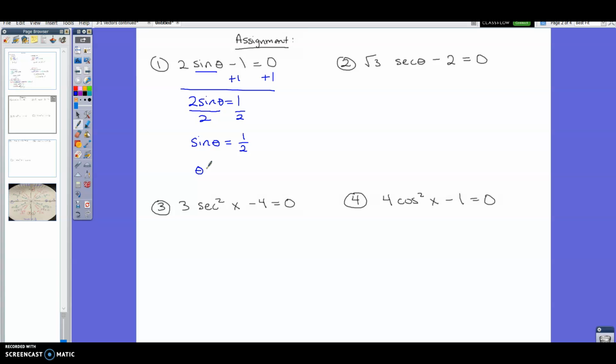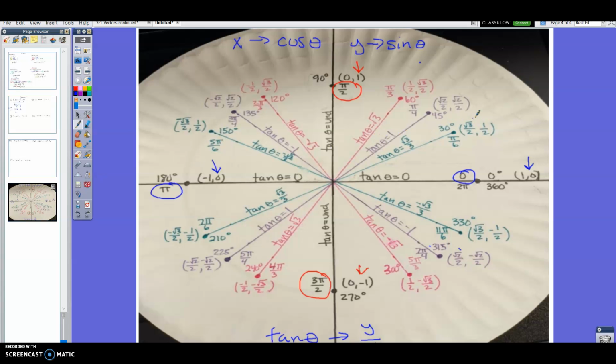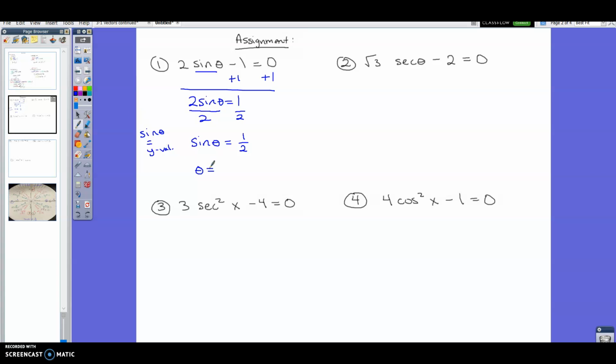Now we want to state all the angles that have sine values equal to 1/2. And we've got to remember that sine is our y value. So we're looking for where we have y values equal to positive 1/2. If we look at our unit circle, here's one at pi over 6, and here's one at 5 pi over 6. So those are our two answers.